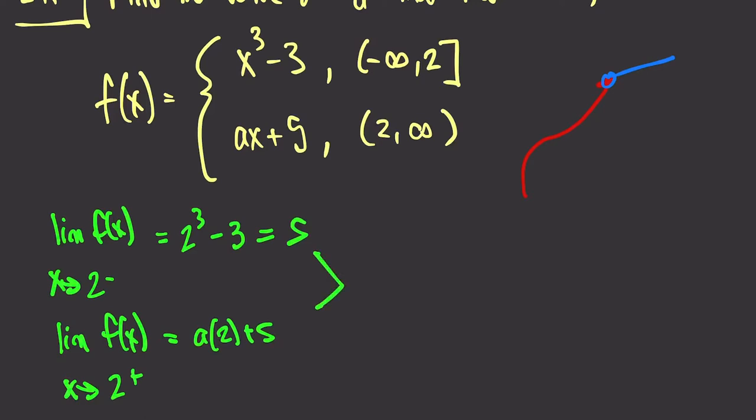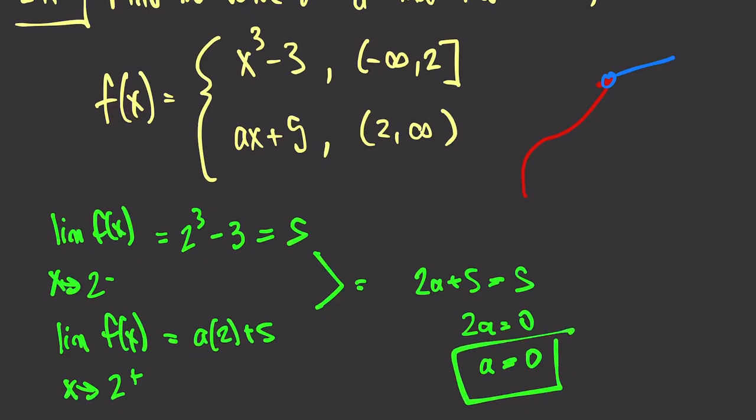And now I just need to set those equal. So 2a plus 5 equals 5. 2a equals 0. a equals 0. That's the value of a. That will take this piece right here and line it up with the cubic so that it's now continuous.